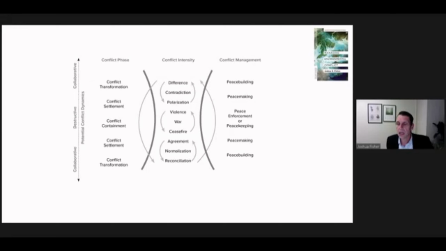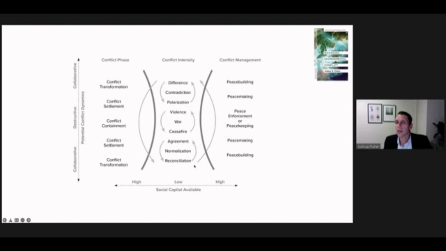So the key is to build social capital among stakeholders. Social capital is important because what it does is it serves to build connections, increase resources, and increase information in the system, and pull the system from this destructive dynamic into more cooperative, collaborative spaces.